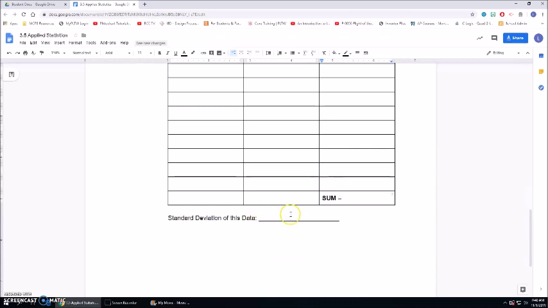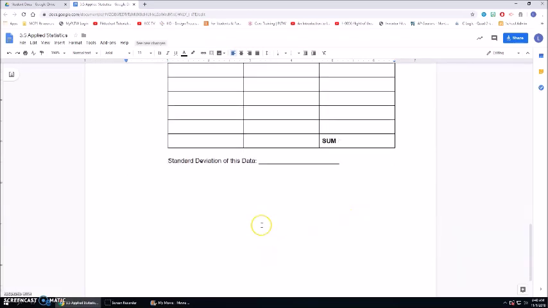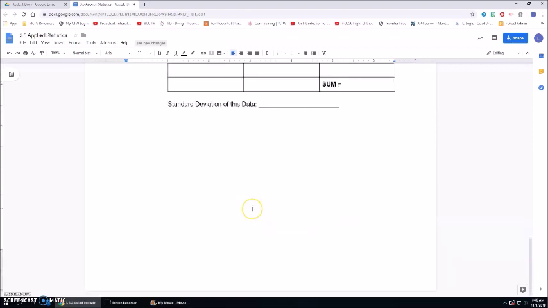You're going to need that because you're going to have to go back into your notes and find the standard deviation formula, and then finish using the values up here to solve for the standard deviation of this data. That formula is not included on this worksheet. You're going to have to pull it from your notes.